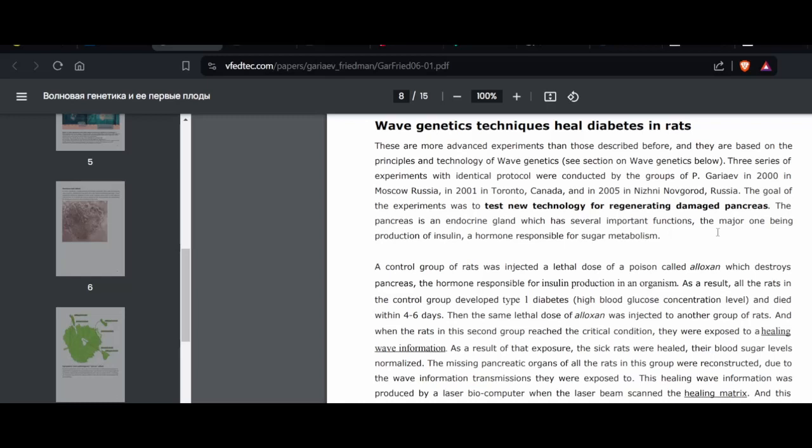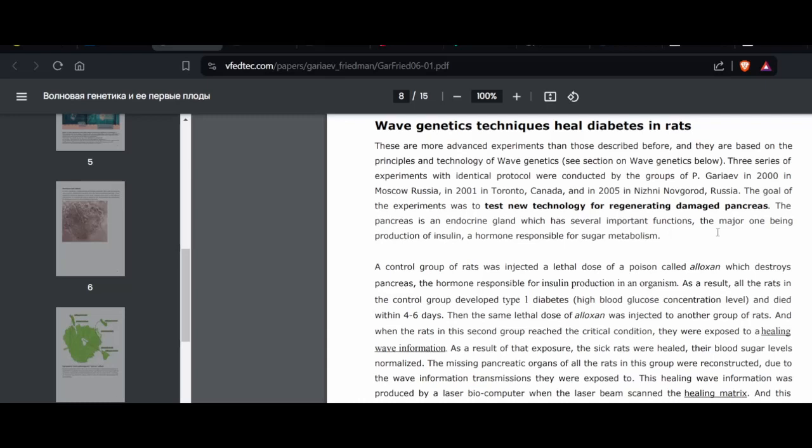Now remember, they had a poison that was administered that was supposed to destroy the pancreas. And it wasn't like they were healed seconds later after giving them the poison. They were allowed to progress to the point where they were critical, almost going to die. They have this healing wave information applied. The pancreas reconstructs, and 90% of those rats lived.